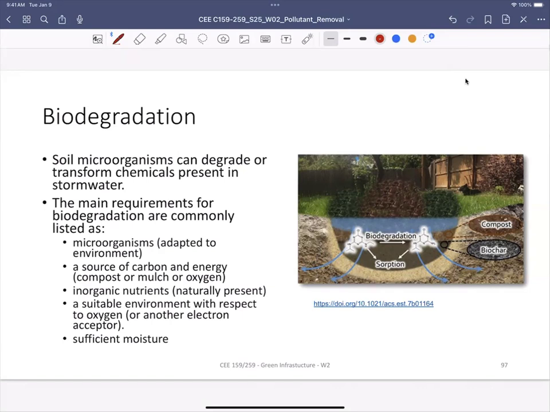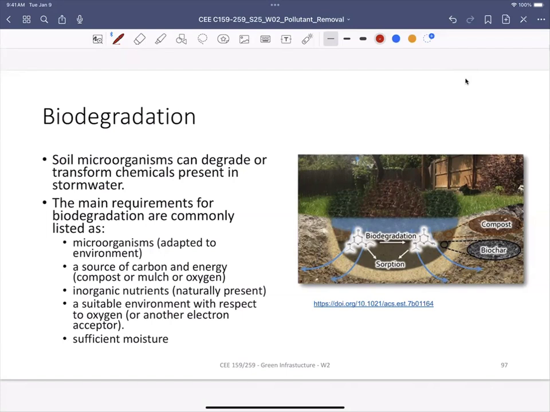In fact, most of the pollutants are destroyed in aerobic conditions. Some pollutants like nitrates require anaerobic conditions to be removed. In that case, you have to create anaerobic conditions by putting in a lot of organic carbon and submerging the entire filter media. And for most cases, for degradation, you need a lot of moisture because bacteria or microorganisms survive in moist environments.